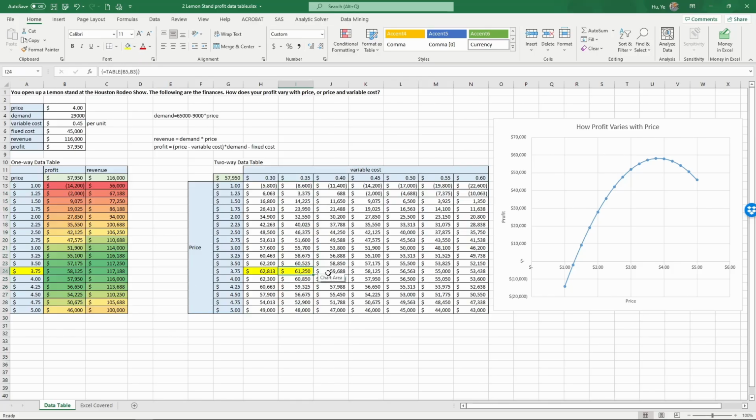How about 40 cents? Still the same. 45 cents. Still here. And 50 cents. Still here. And at 55 cents, we see that this is $55,000 of profit, and this is more than $55,000. So as you see, when the variable cost changes, it does shift your optimal price around. And here the peak optimal price actually changes when the variable cost changes. That concludes this video.